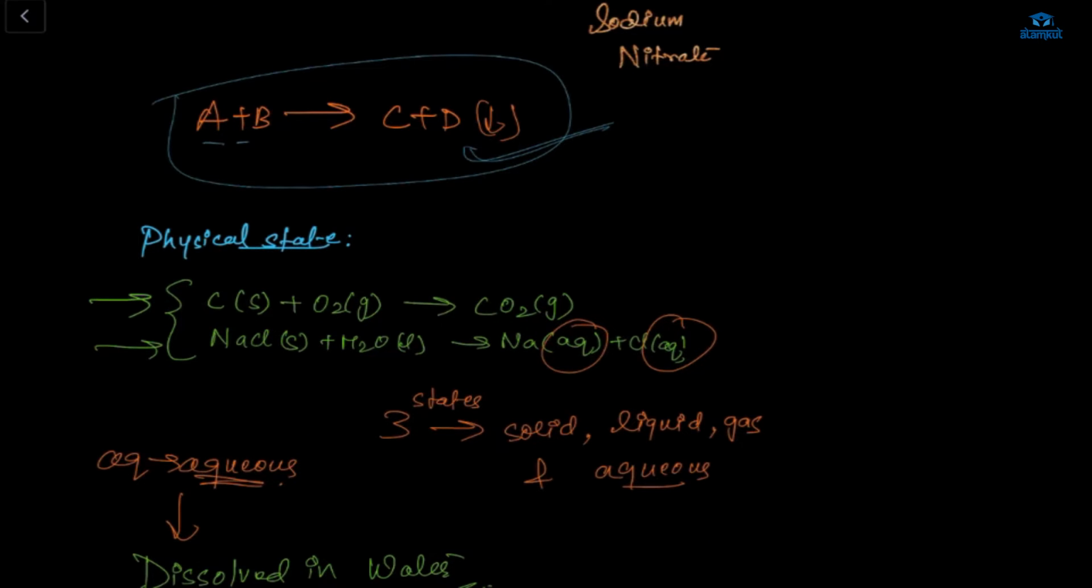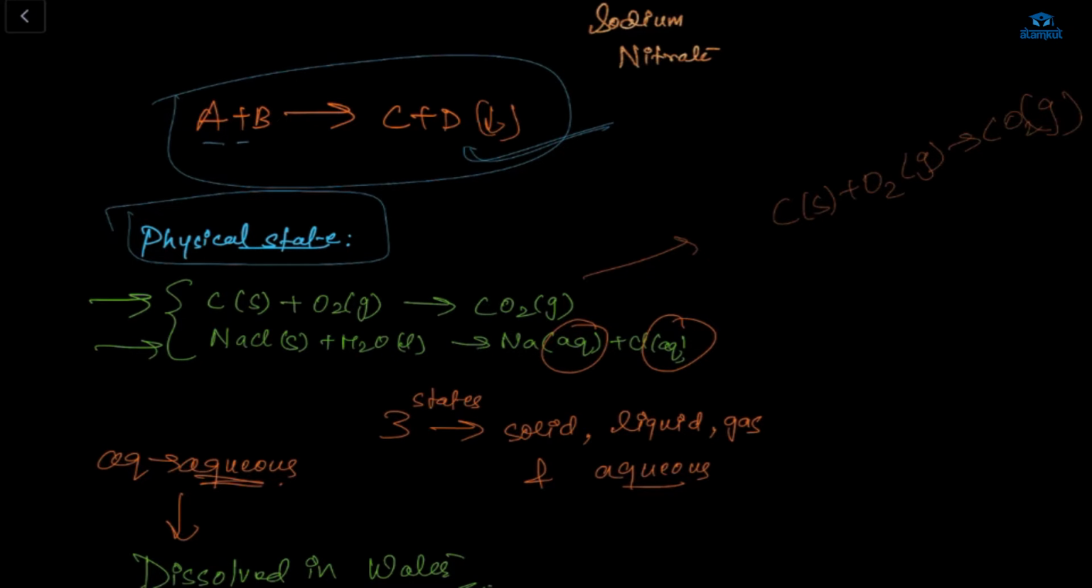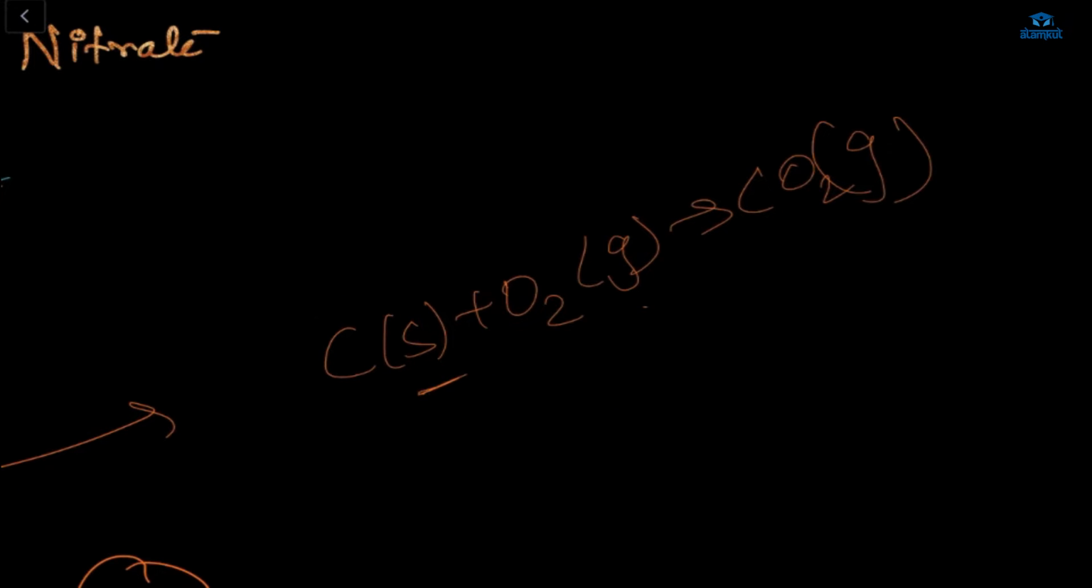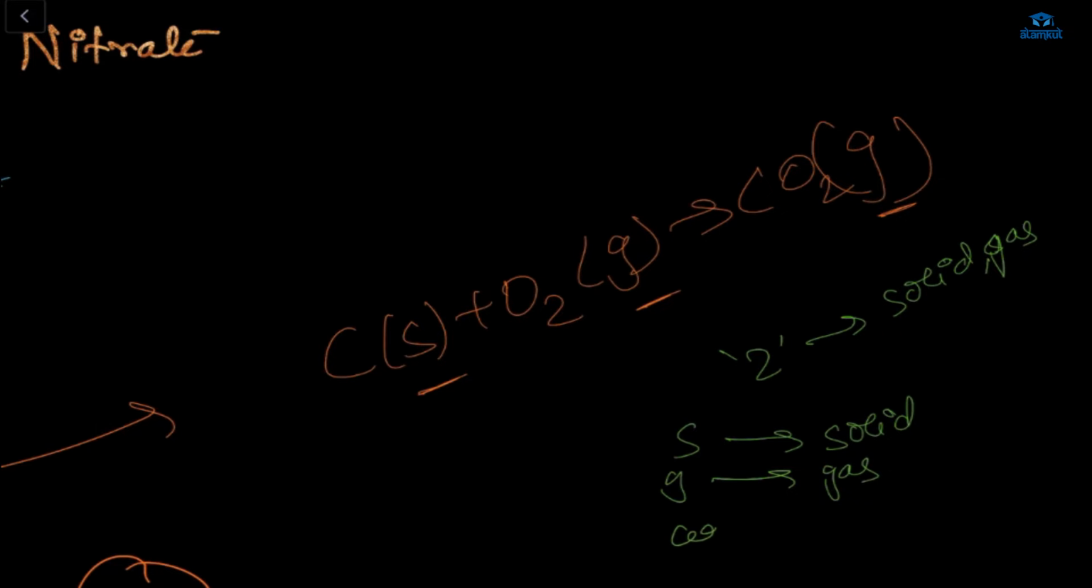Now let me talk about some physical states. What is physical state? See, if this is my equation, C plus O2, it's giving CO2, right? So here, Navya, you tell how many physical states are here? No idea? Okay. Rudronial, will you? How many physical states? Two. Yes, two. Solid and gas. S is for solid, G is for gas, L is for liquid, AQ is for aqueous.